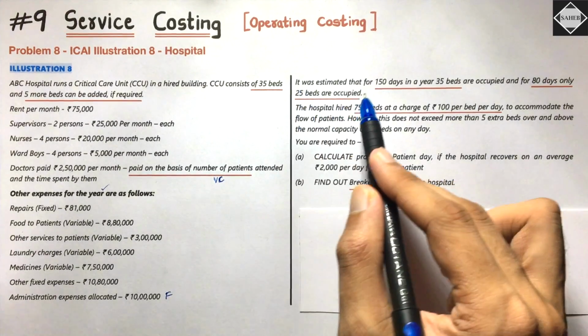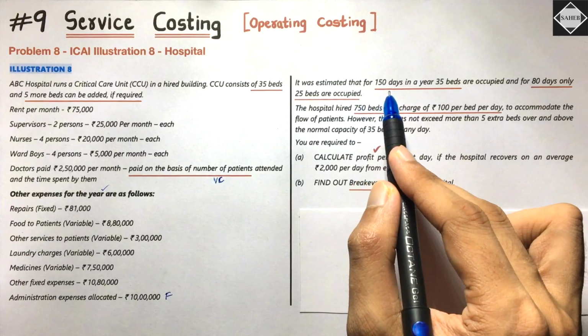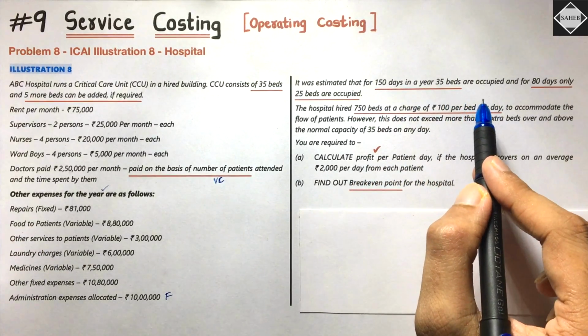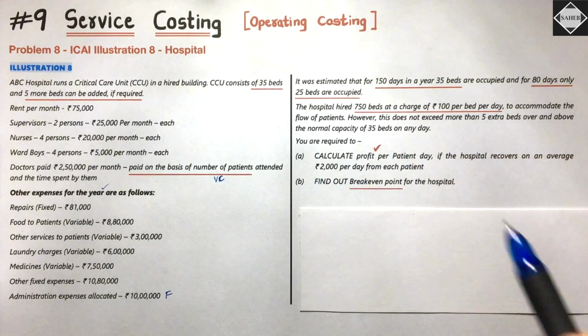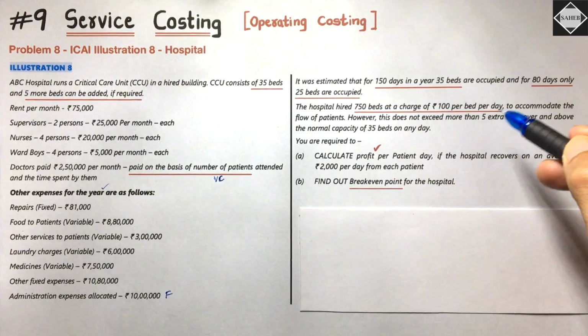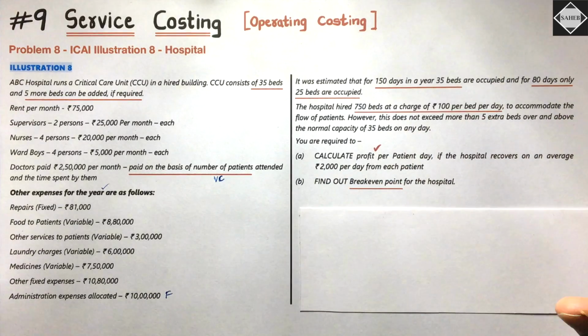See, it was estimated that for 150 days in a year, 35 beds are occupied. Okay, in the year for 150 days, what happened? All 35 beds which are there in our hospital are occupied, they are full. So we are at full capacity. Do you understand? For 150 days. Okay, fine.